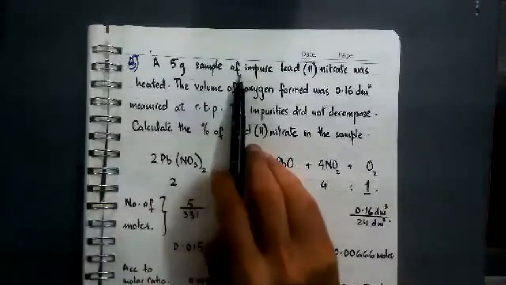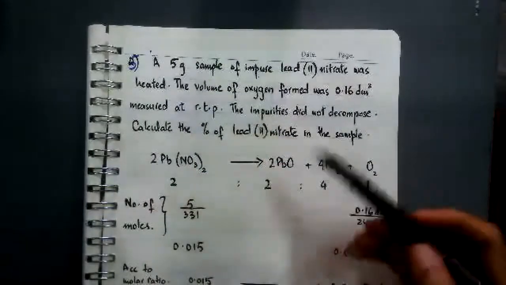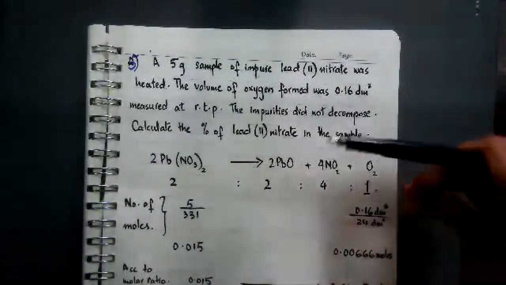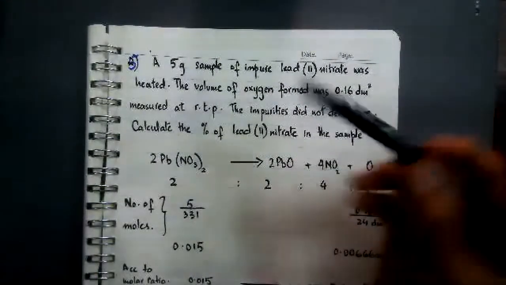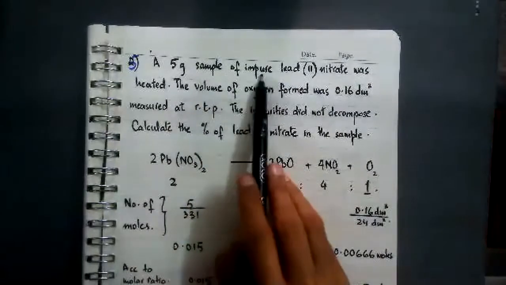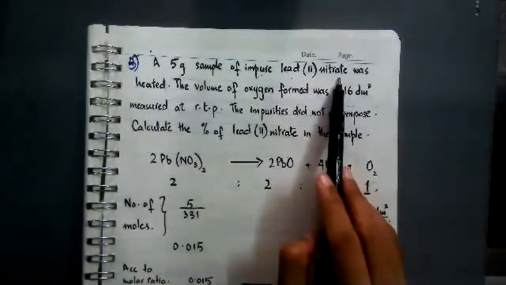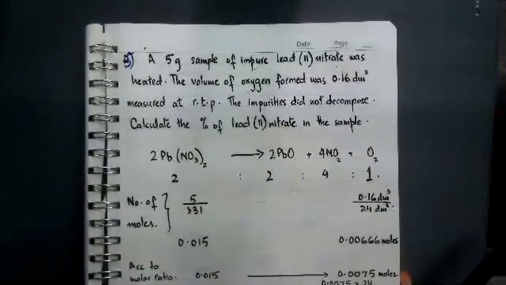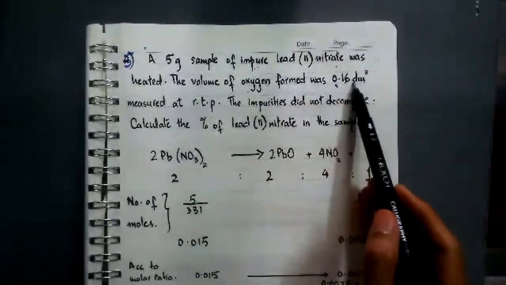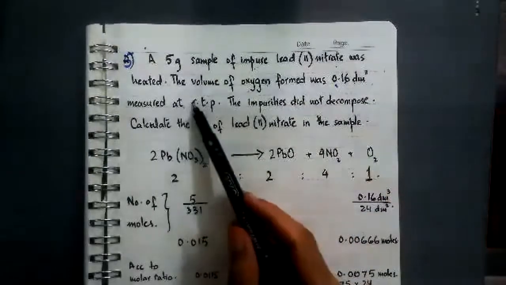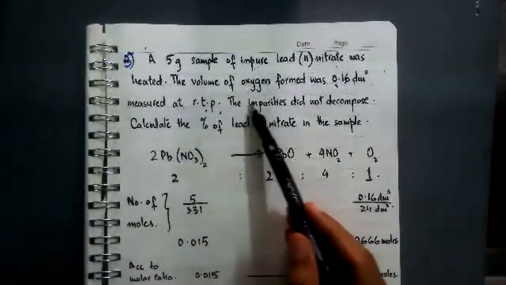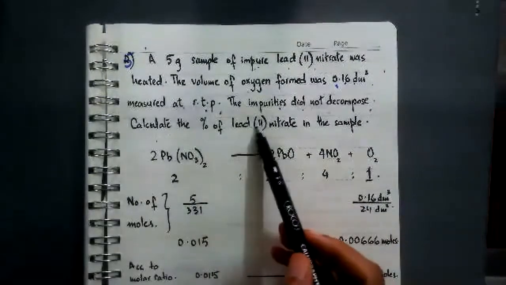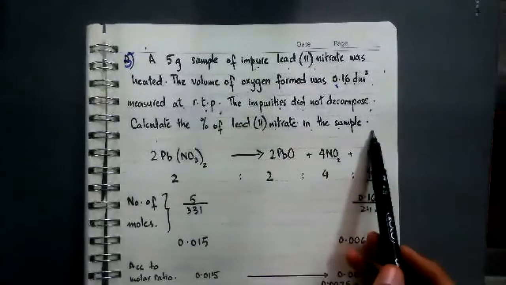A 5-gram sample of impure lead nitrate was heated. We have to calculate the percentage purity. The volume of oxygen formed was 0.16 dm cube measured at room temperature and pressure. The impurities did not decompose. Calculate the percentage of lead nitrate in the sample.